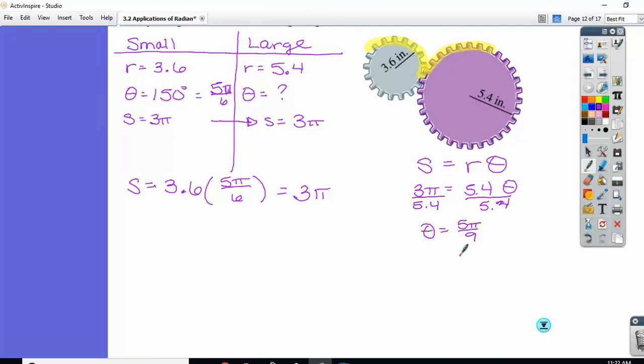What's wrong with that? I said through how many degrees. This is not degrees. So how do I change that to degrees? 180 over pi. So the pi's drop, and we get 1 over 6.